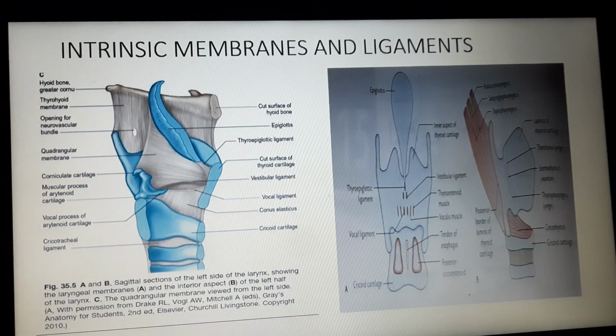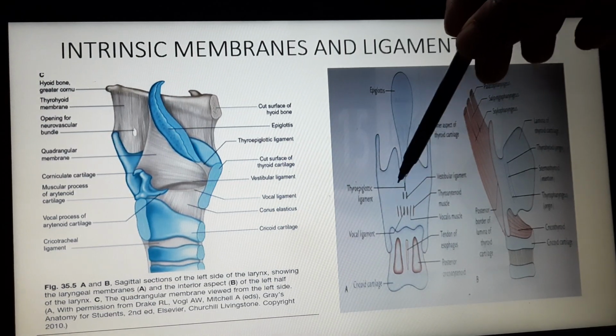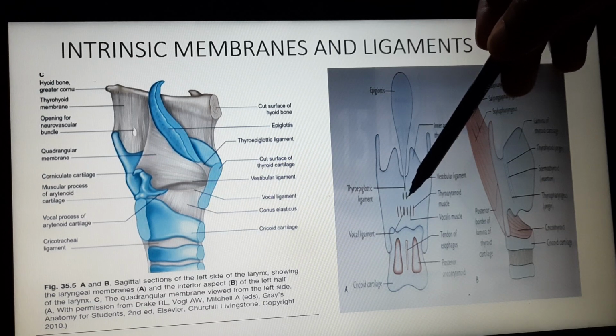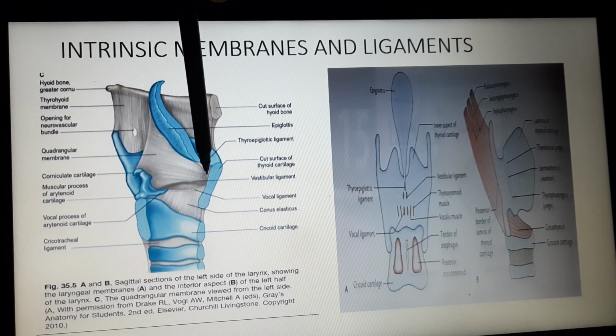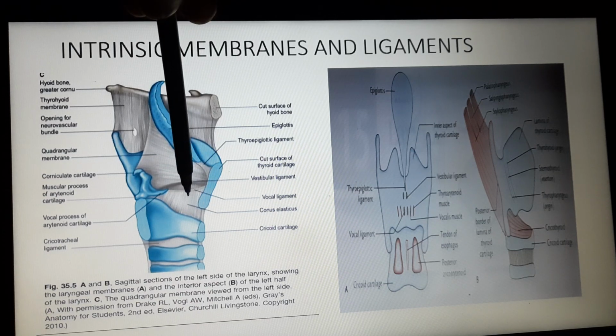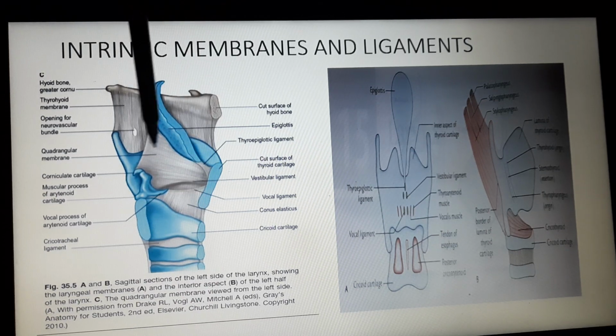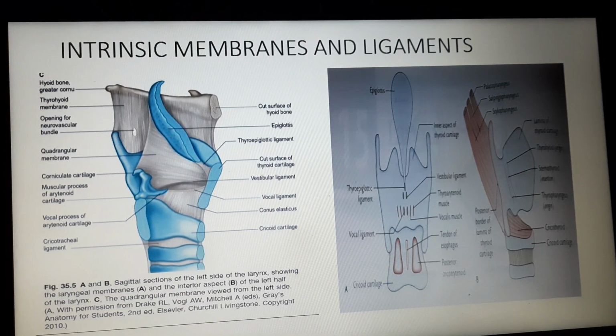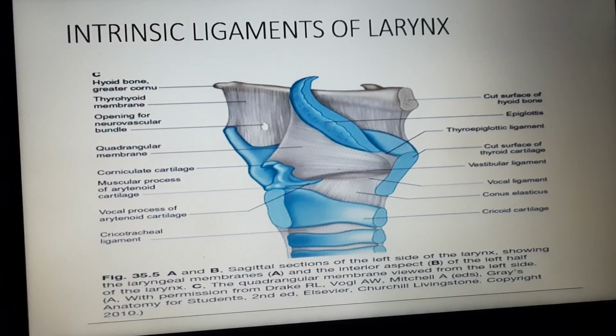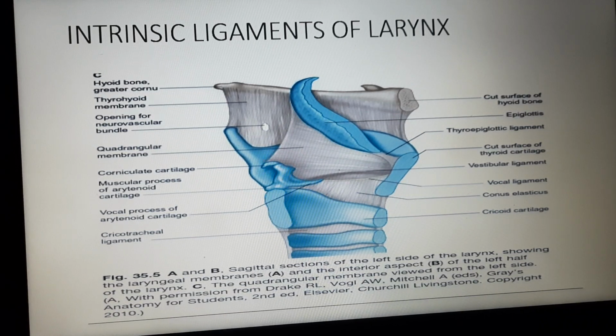This is the thyroepiglottic ligament. This is the attachment of the vestibular ligament. This is the attachment of the vocal ligament. You can see the thyroepiglottic ligament, vestibular ligament, and vocal ligament. This membrane is the quadrangular membrane, and this membrane is the conus elasticus. These membranes are covered by mucous membrane from inside, and the muscles of the larynx are present outside these membranes.